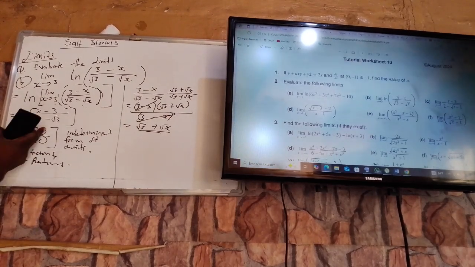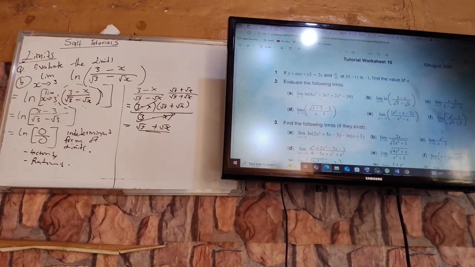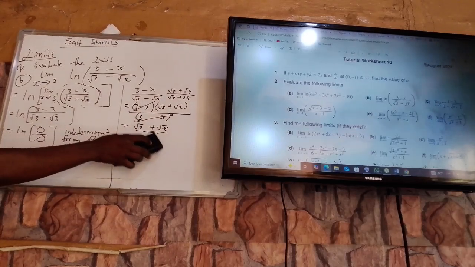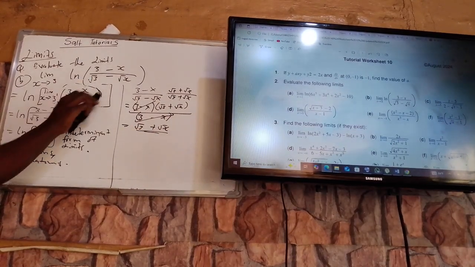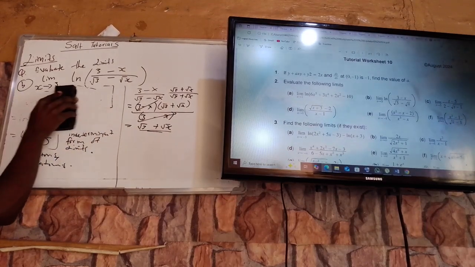So if it brings 0 over 0, it means that this is not the right function you are going to use when finding the limits. It means proceed and factorize or rationalize or simplify it further. So this always works when it comes to the limit at a point. So we factorized or we rationalized. So now let's replace this back instead of using the original. So we're now going to have, let me delete this part.